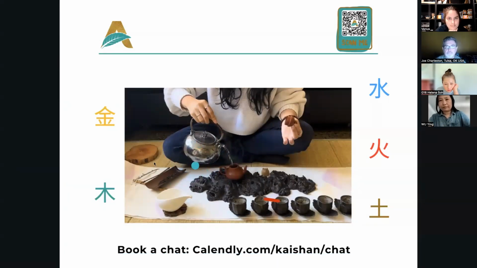Thank you. And then in Chinese philosophy, 金生水. So the metal element actually enhances the water element. That's why having your kettle made of metal will follow the rules of the universe in a way, and actually makes your water taste better. So that is one element.